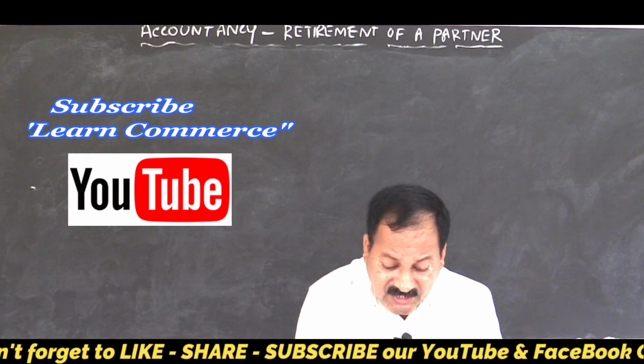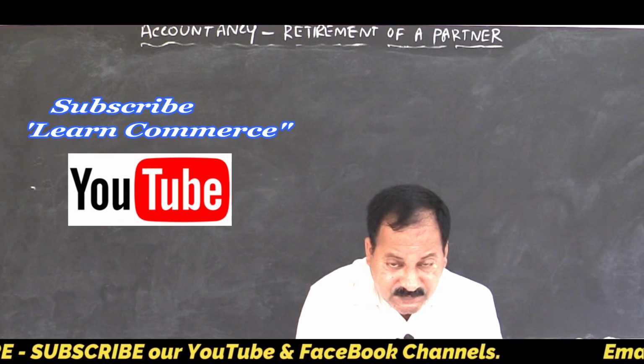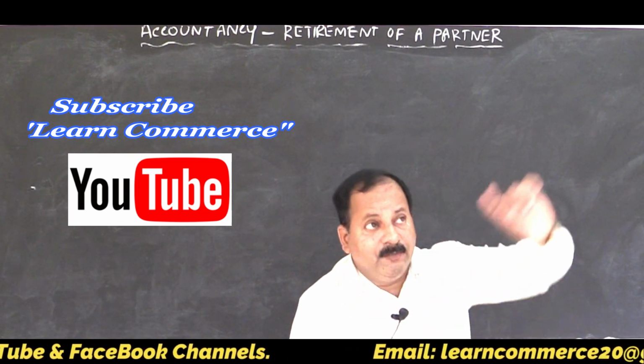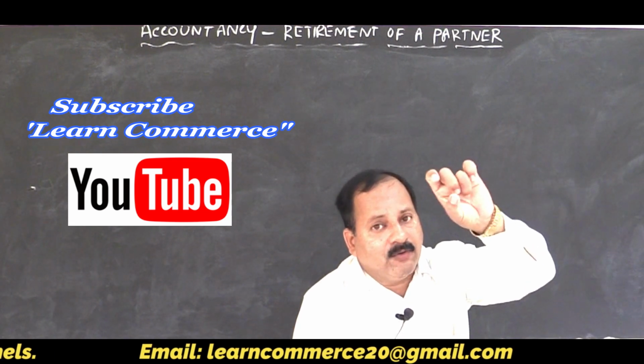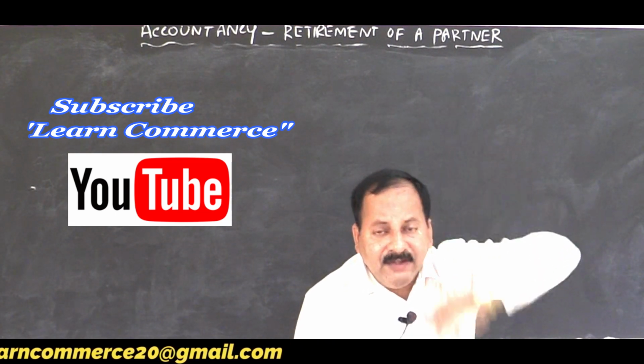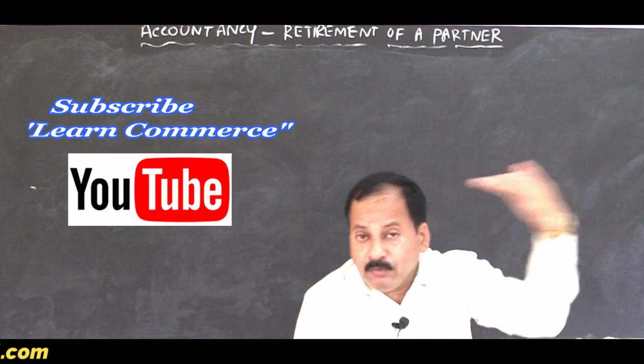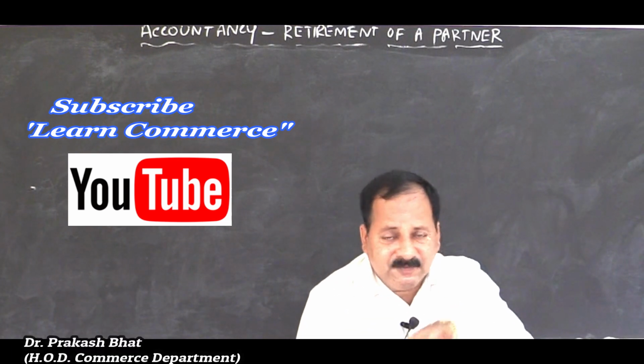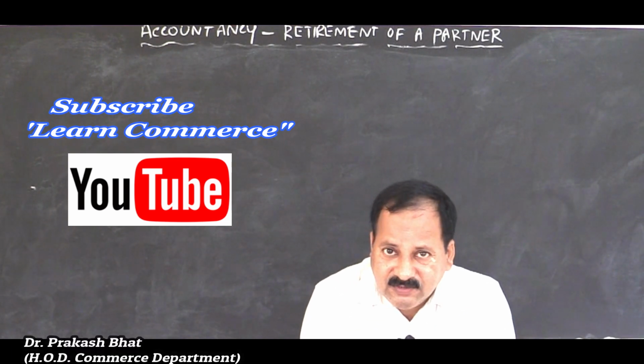Should be adjusted equally among continuing partners. So 60,000 and 60,000 should be written as balance carried down. Then you have to balance, and to cash or to bank, or by bank, as the case may be, you have to do it. That's all. Very simple.